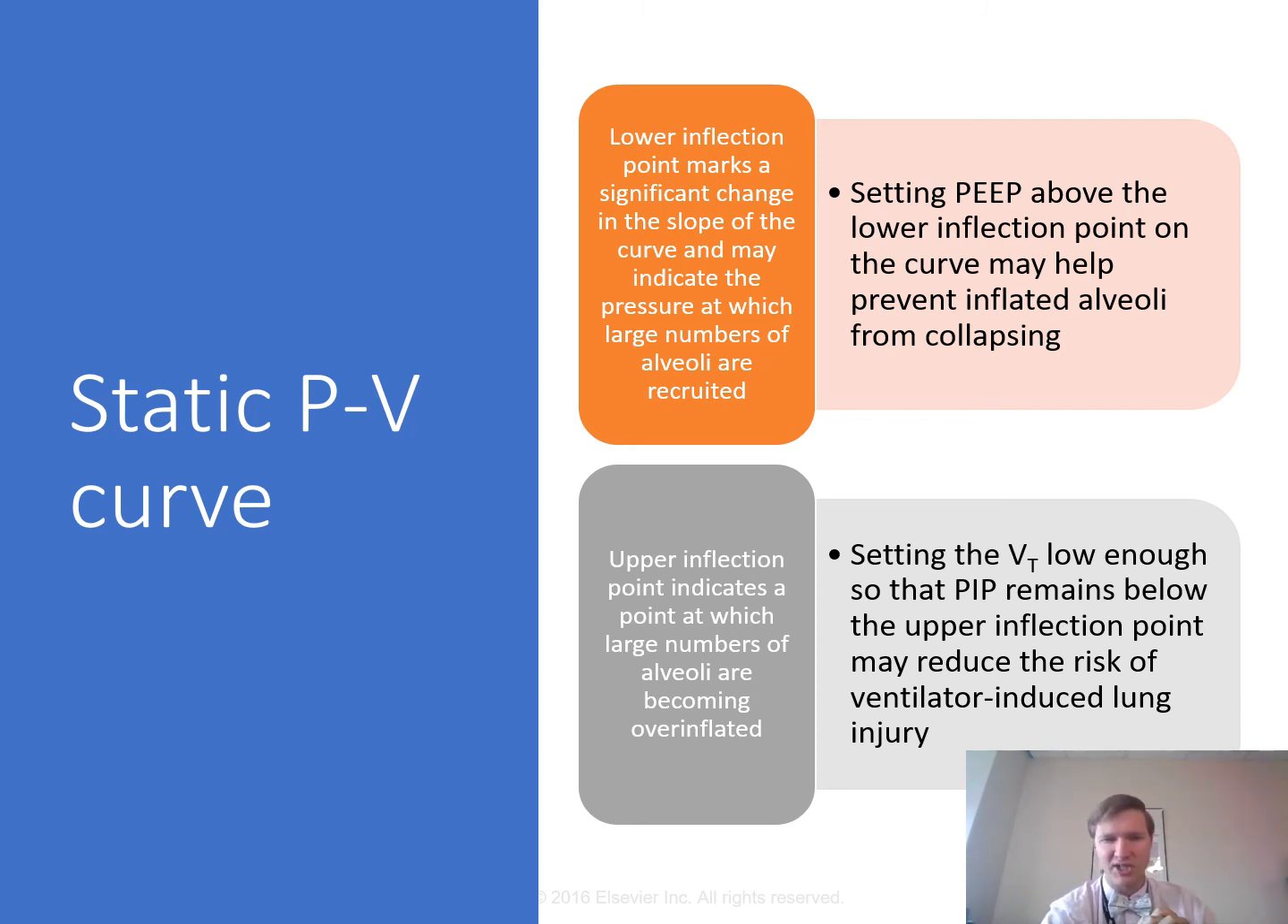And I'll show you some pictures here. The upper inflection point indicates the point at which large numbers of alveoli are becoming overinflated. So setting the tidal volume low enough so that the PIP remains below the upper inflection point may reduce the risk of ventilator-induced lung injury as well. So you try to ventilate in between both the lower and upper inflection points, ideally to help avoid overinflation and alveolar trauma.